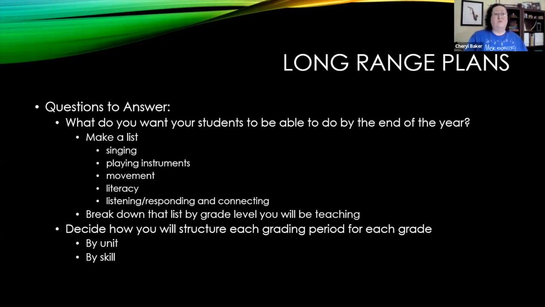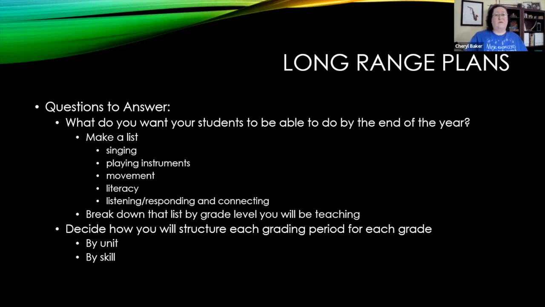So what do you want your students to be able to do by the end of the year? Make a list. What do you have to grade them on? Some places you grade E, S and N, some places O, S and U, some people A, B, C, some people like me, I have 4, 3, 2, and 1. So whatever you're having to grade with, that's what you need to do. And then you want to make sure that you know what you want them to be able to do by the end of the year.